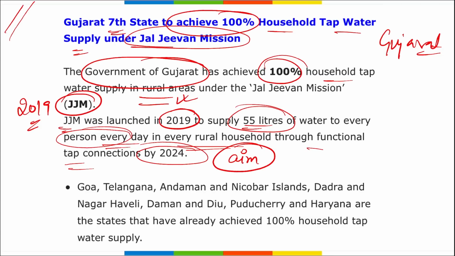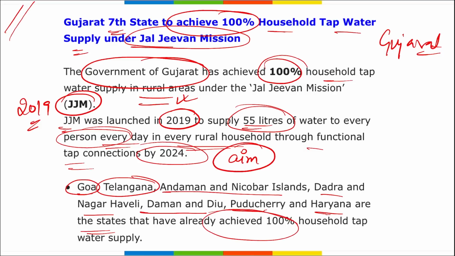Then remember some states such as Goa, Telangana, Andaman and Nicobar Island, Dadra and Nagar Haveli, Daman and Diu, Puducherry, Haryana. These are the states that have already achieved 100% household tap water supply, and now your seventh state is Gujarat that has achieved this 100% household tap water supply under Jal Jeevan Mission.